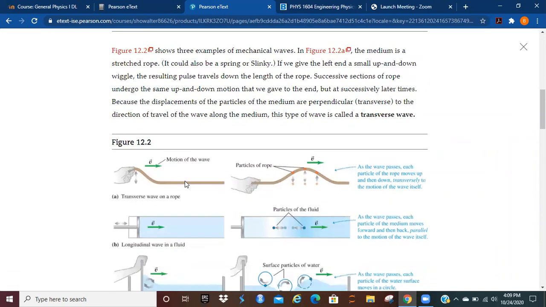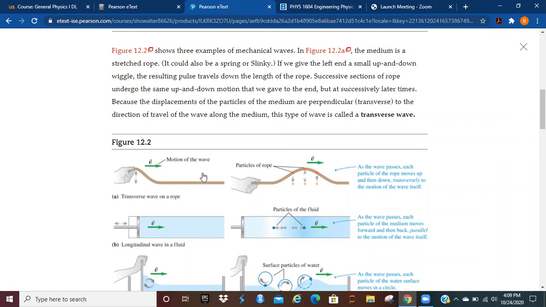So you can see in this figure we've got three examples of mechanical waves. In this first one, the medium is a stretched rope. If we give the left end a small up and down wiggle, then the resulting pulse wave travels down the length of the rope, and successive sections of rope undergo the same up and down motion that we gave to the end, but at later times.